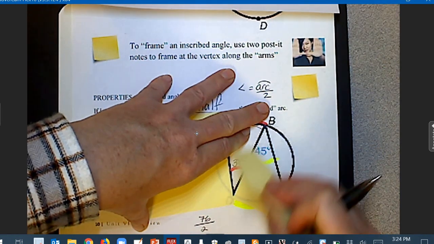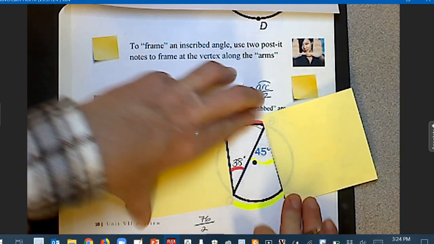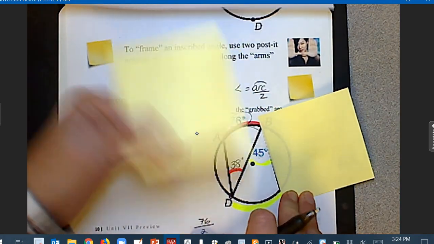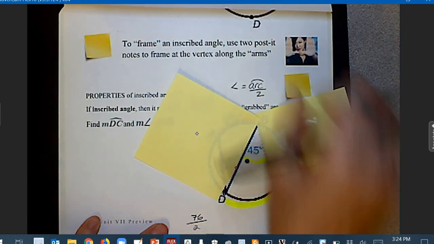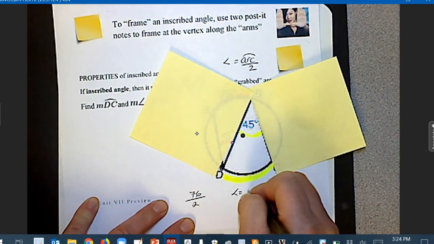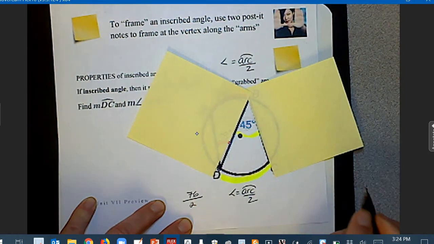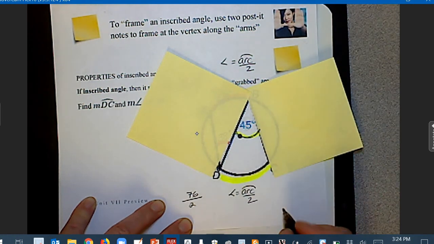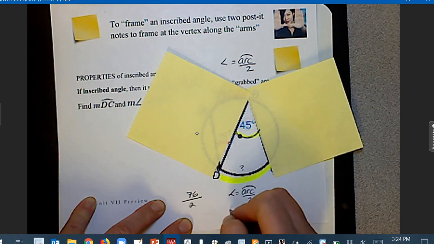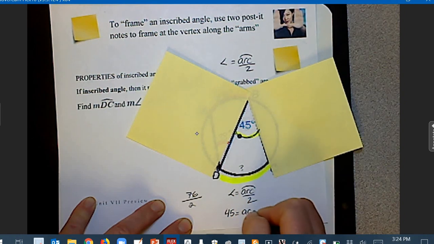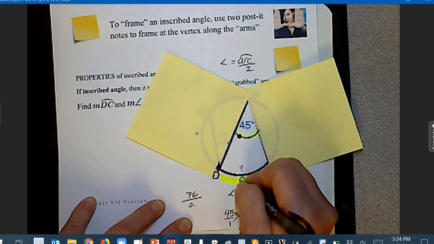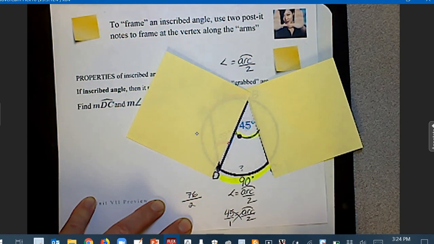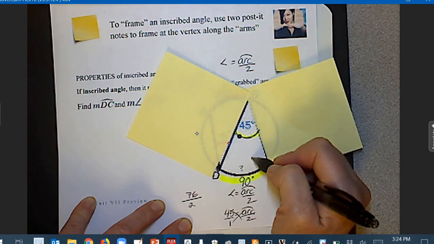Now I'd like you to frame this way, the 45. Right underneath here, the property is this: angle equals the arc over 2. In this case, you have the angle and you want the arc. So 45 equals whatever that arc is over 2. Cross multiply, and we find that if the angle is 45, the arc is 90 degrees. These are inscribed angles.